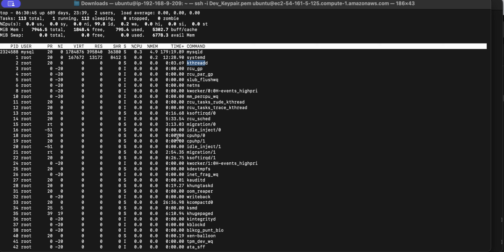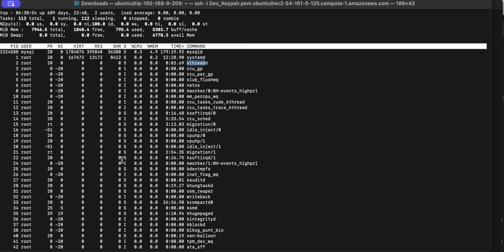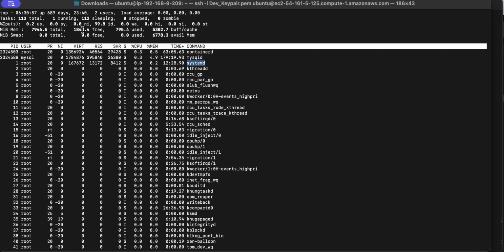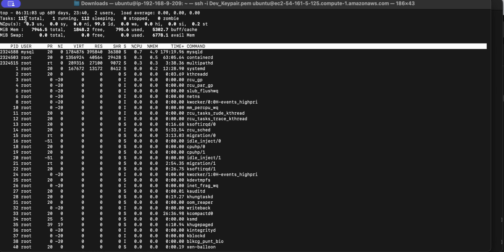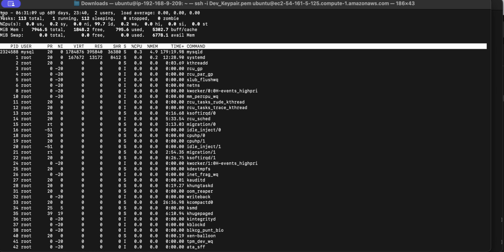Are you clear about this data? Yes, sir. Now coming to the top part, this is also a very important, critical part, and you need to give attention to it. Top is the command which you ran.